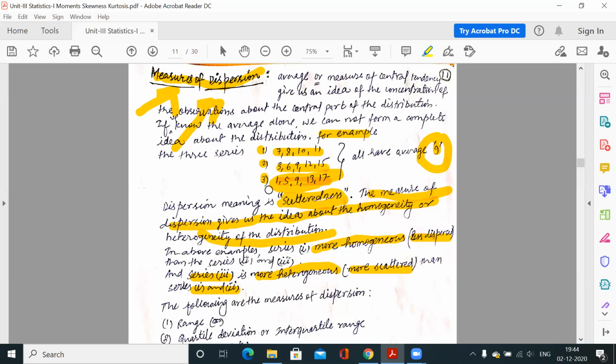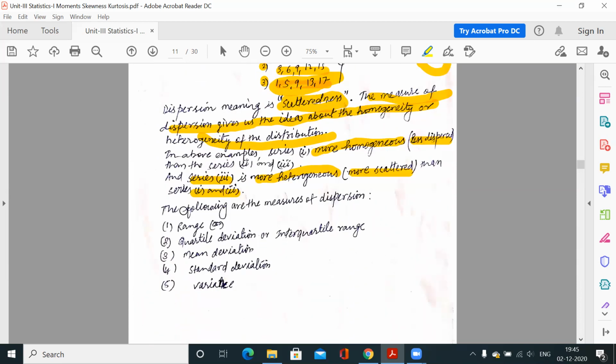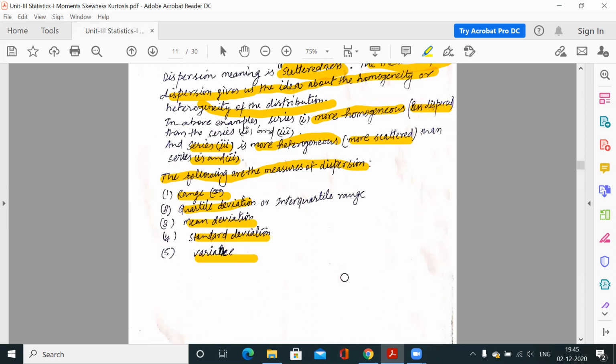So the measure of dispersion gives the scatteredness, or the dispersion, of the data points around the central value. So you have the examples. Now these are the measures of dispersion: range, quartile deviation, mean deviation, standard deviation, and variance. These are the different measures of dispersion.